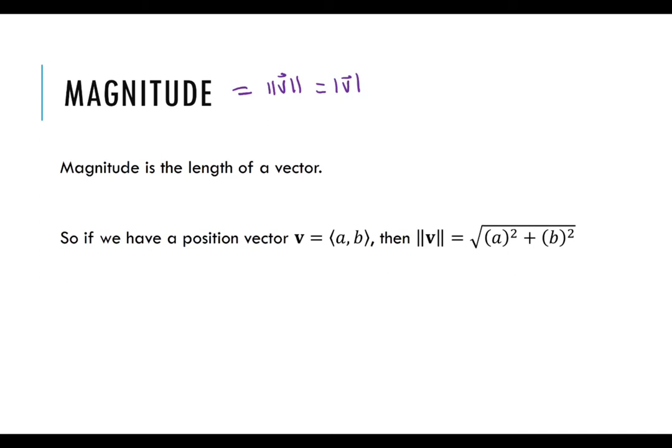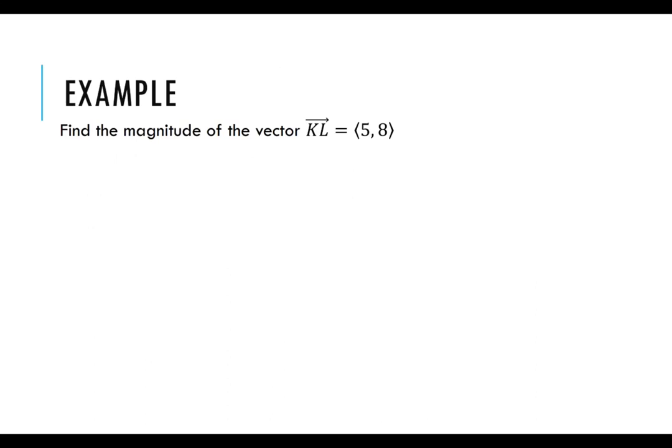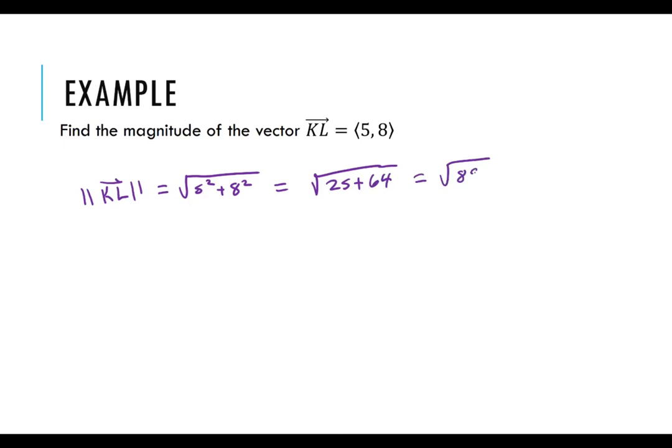And so that's all we have to do to find the magnitude if we know we're working with a position vector. So, given that KL vector that we found earlier, let's find the magnitude. The magnitude of the vector KL is just going to be equal to the square root of 5 squared plus 8 squared. That is the square root of 25 plus 64, which is the square root of 89.